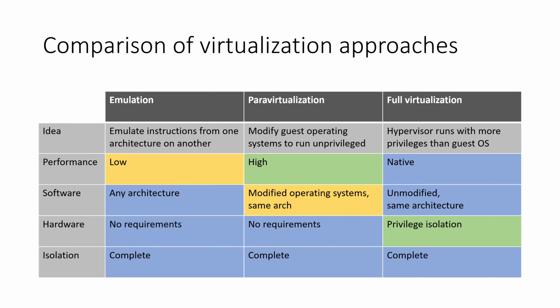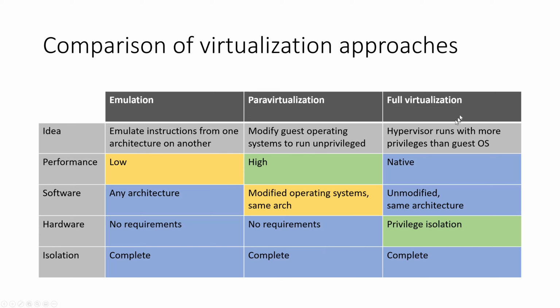For paravirtualization, we've seen that the main idea is to modify guest operating systems so that they can run unprivileged in ring 3. Paravirtualization has high performance because code runs native most of the time, and the only overhead we incur is when we need to call the hypervisor to perform privileged operations. The main problem with paravirtualization is that we need to modify the operating systems, so we can't run any operating system that we want unless we can modify the operating system. And paravirtualization has no requirement on hardware and isolation, so these two are okay.